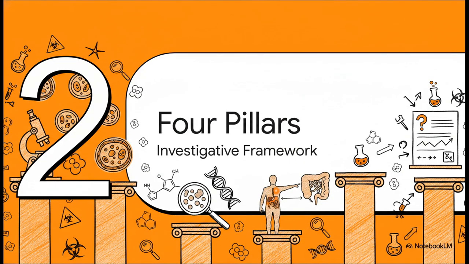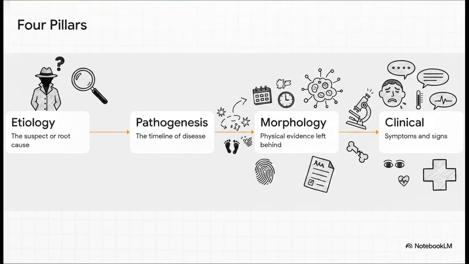Moving on to Section 2, 4 pillars of disease, the investigative framework. Now, what's really interesting about this methodology is how structured it is. Just like any rigorous criminal investigation, studying a disease relies on a step-by-step framework. We call these the 4 pillars. First up is etiology. That's basically identifying the suspect or the root cause of the disease. And knowing the suspect leads us to pathogenesis, the crime timeline. This maps out the specific sequence of events, from the exact moment the cause first strikes to how the disease actually develops and progresses inside the body.